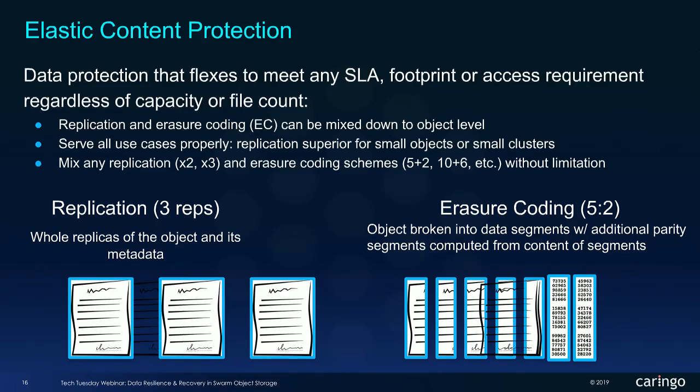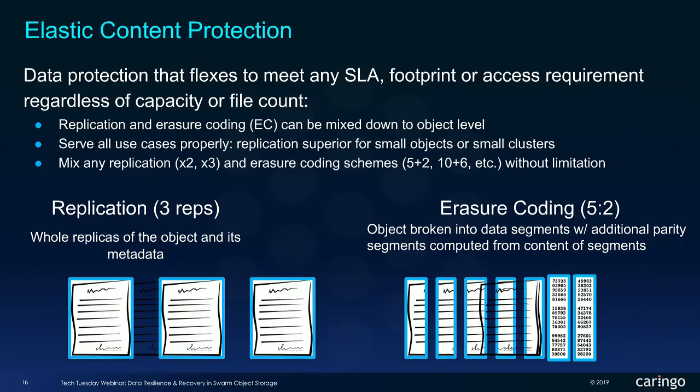So one of the things about Swarm, we've been talking about replication. 2 reps or 3 reps are common. 2 reps is the most common mechanism. But we also support erasure coding, the idea that instead of making copies of the object, we slice the object up and compute some parity segments. You can think of that as sort of like RAID at the object level.